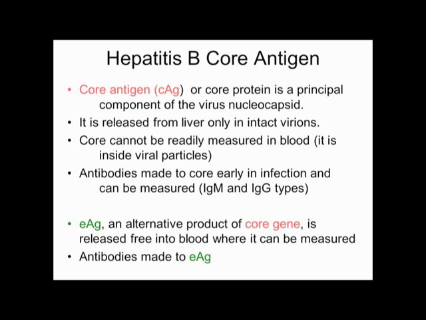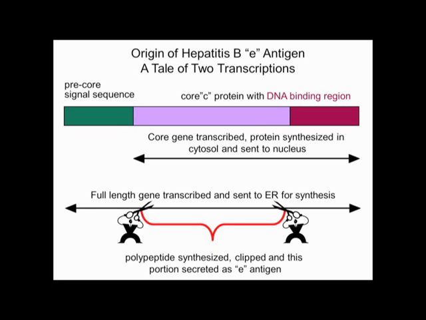But there's no IgM form. They just made life complicated enough. So this is how the core and the E are related.